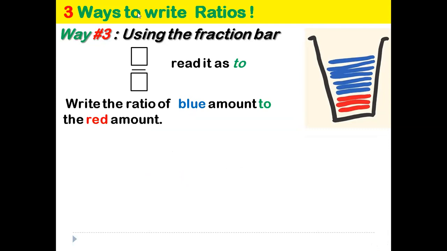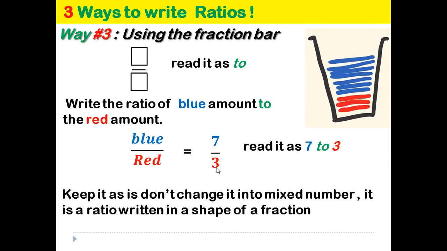So here, write the ratio of blue to red. Look, blue to red. It doesn't mean a fraction here, blue divided by red. No, it has the fractional form. It looks like a fraction here, but this is actually a ratio. So blue, how many blue parts? 7 over 3, but this is not a fraction. Remember, we are doing ratios here. So this is 7 to 3. 7 blue to 3 red. So keep it as is.